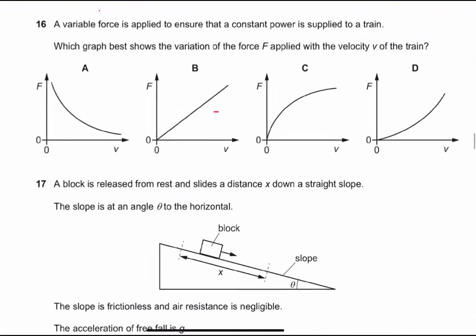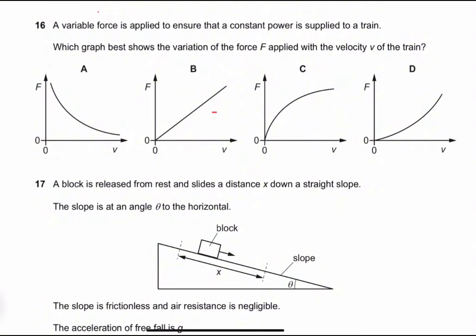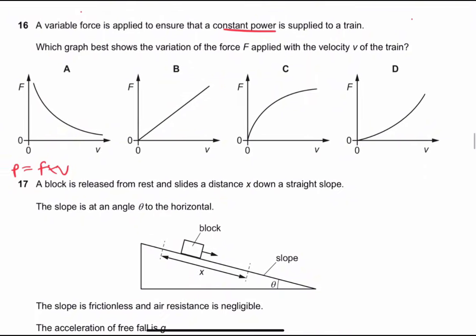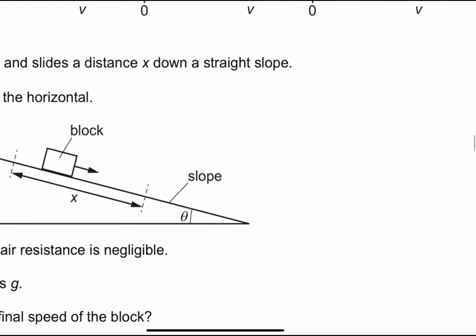Moving to question number 16. We've been given a constant force F that is applied to ensure a constant power is applied to a train. Which graph best shows the variation of the force applied and the velocity? It's very important for you to know that power is equal to force times velocity. But where does this come from? How do we know that power is force times velocity? Let's go through that.